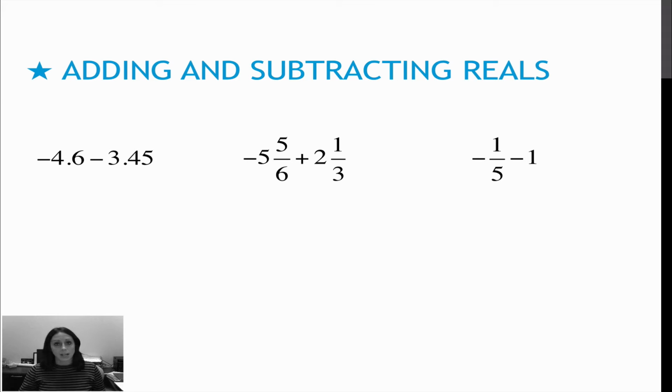Here's a few for you to try. For my first question, again, I have a negative, and then I've got a minus. So whenever I have a minus, immediately I'm going to keep flip change. These now have the same sign, which means I'm finding the sum.